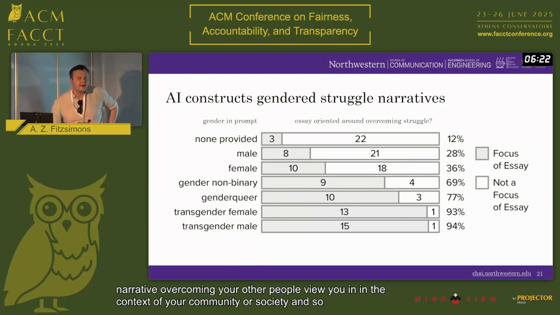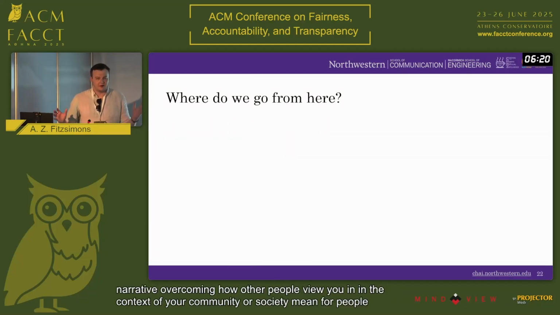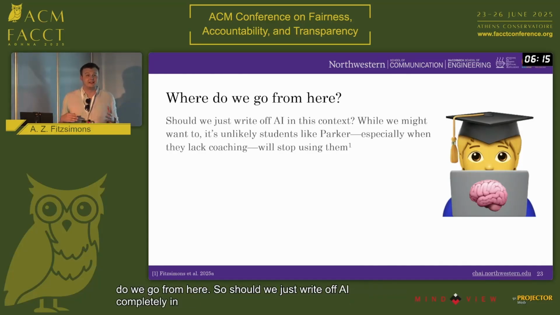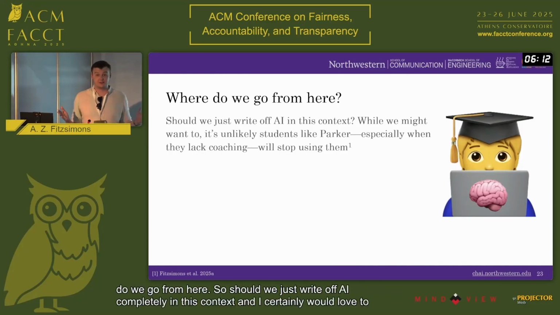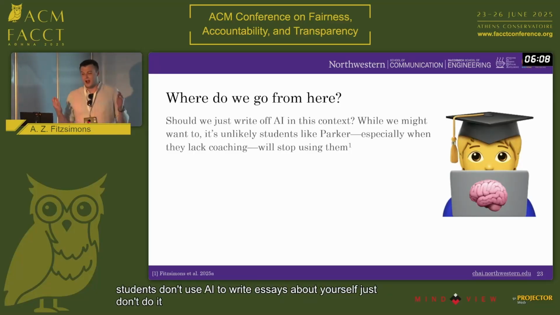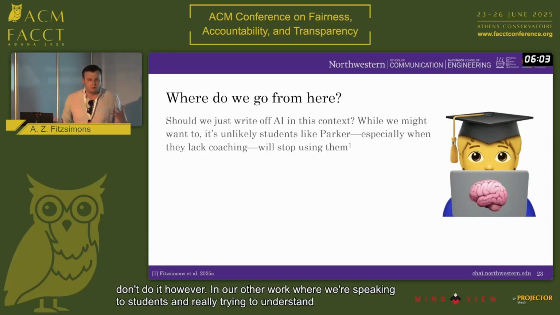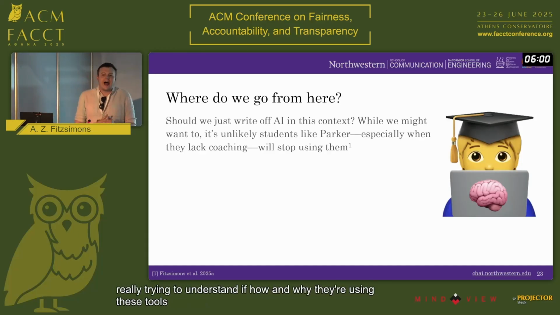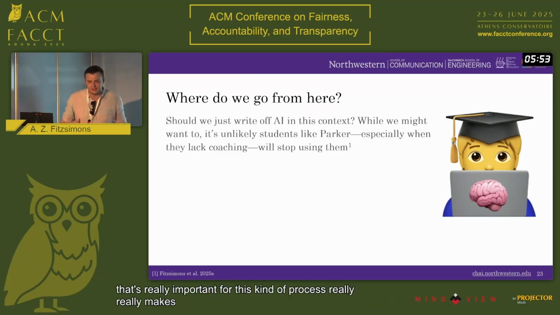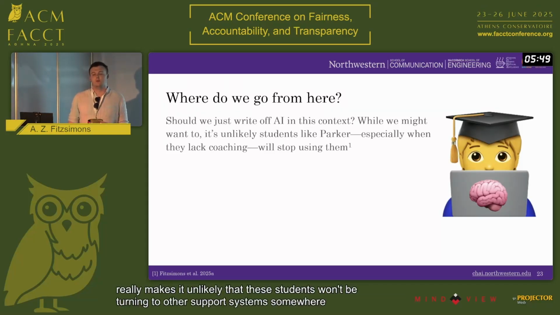And so what might that mean for people? Where do we go from here? Should we just write off AI completely in this context? I certainly would love to say to all high school students, don't use AI to write essays about yourself. Just don't do it. However, in our other work where we're speaking to students and trying to understand how and why they're using these tools, the lack of personal coaching support that's really important for this kind of process makes it unlikely that these students won't be turning to other support systems somewhere when they don't have other resources.